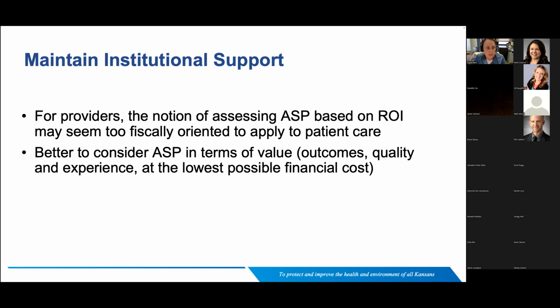And certainly that's important to maintain institutional support. I think this is actually a redundant slide, because based on the return on investment, the focus should be on the quality that's happening from the program, not necessarily on the finances. Next slide.